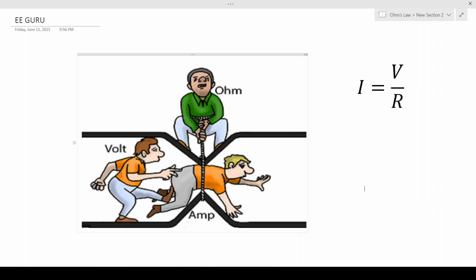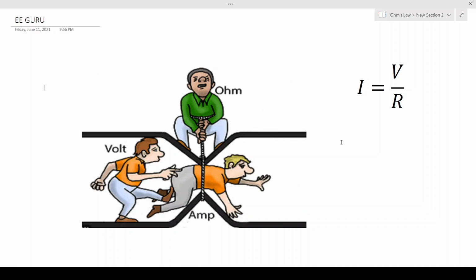If we take a look at this picture, we can see that voltage drives current. So the more voltage we have in our circuit, the more current that flows through the circuit. But the more resistance that we have in our circuits, the less current that flows through the circuit. And this is what Ohm's Law is describing.